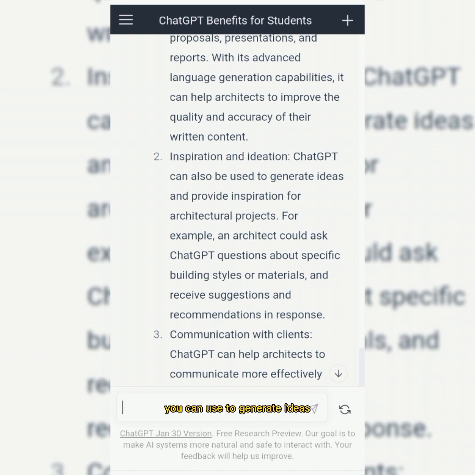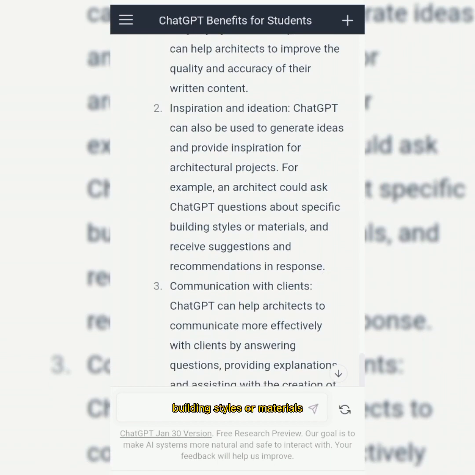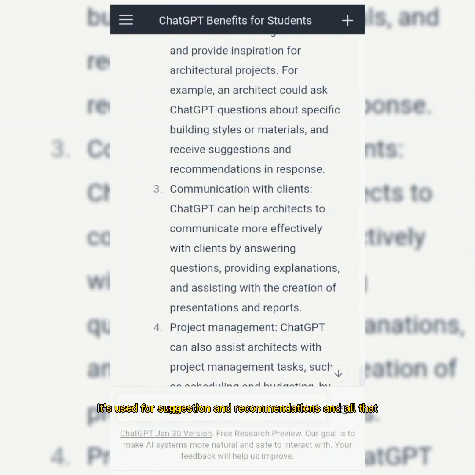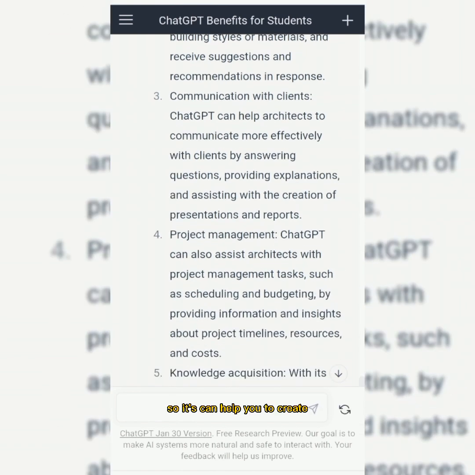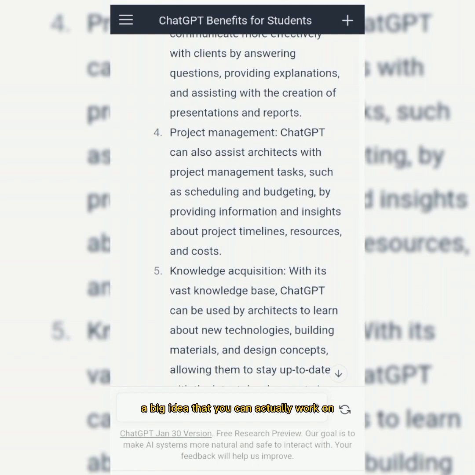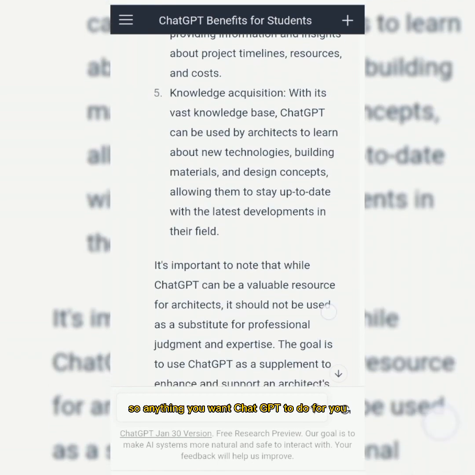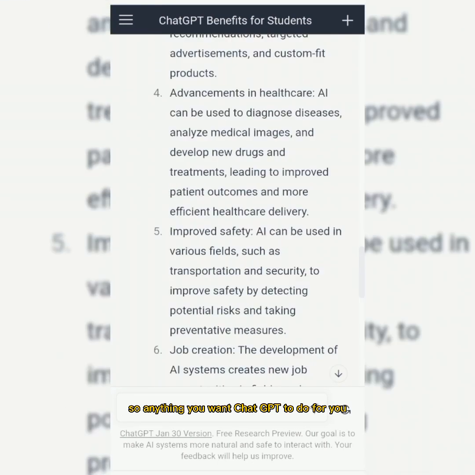You can use it to generate ideas and inspiration for your architectural project. You can ask ChatGPT questions about specific building styles or materials, and receive suggestions and recommendations. So it can help you create a big idea that you can actually work on. Anything you want ChatGPT to do for you, you can do it.